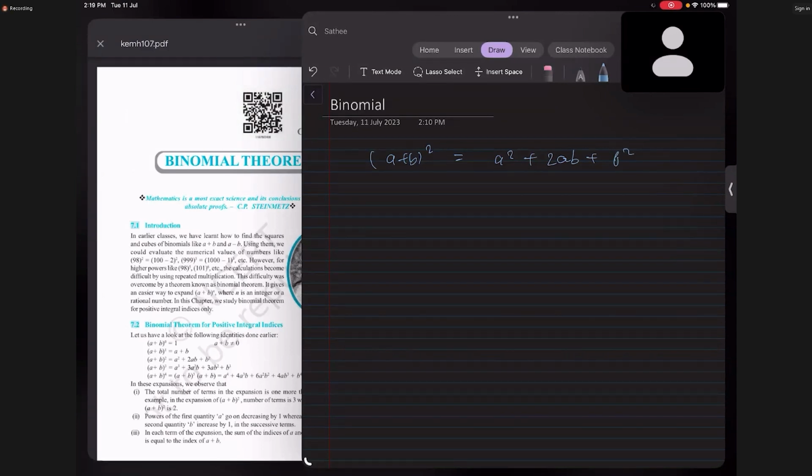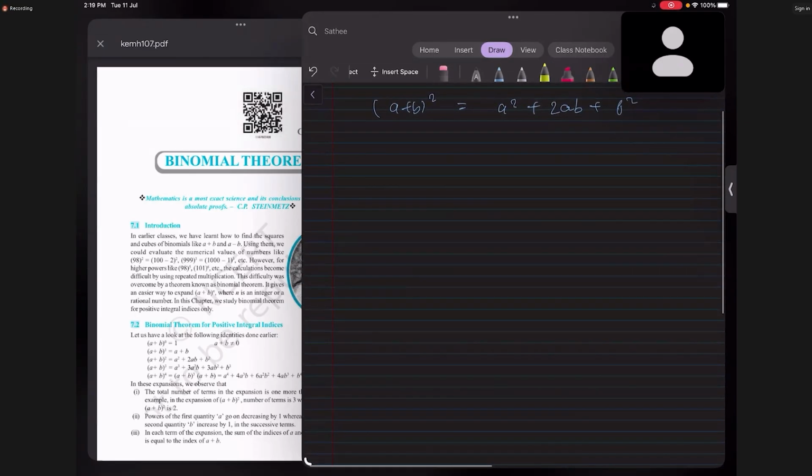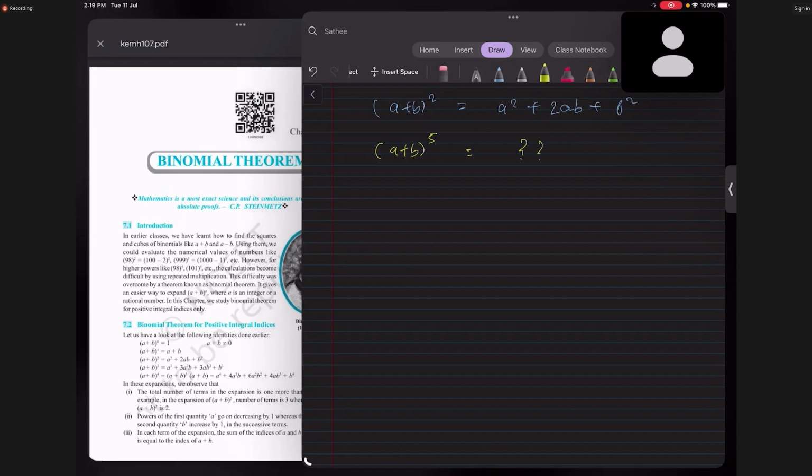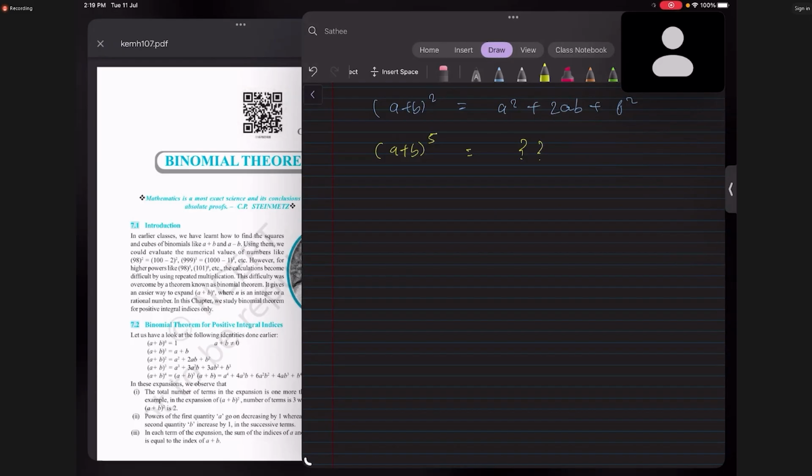How to utilize this for some large exponents? Let's say we are given some very big exponent, let's say (a plus b) to the power 5. So how to expand this? Basically, the binomial theorem was a method given to expand such kinds of exponents where the exponent is very large or might be any general exponent.